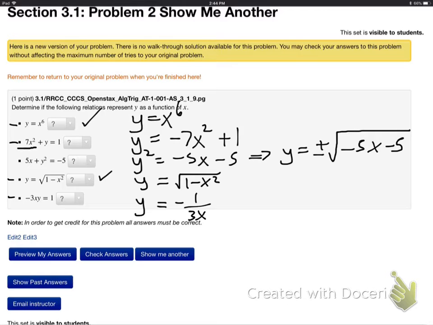So what I did here was take away the 7x squared to give me this. What I've done in this one is divide by negative 3x to get to y equals. That's why I have that one, okay?